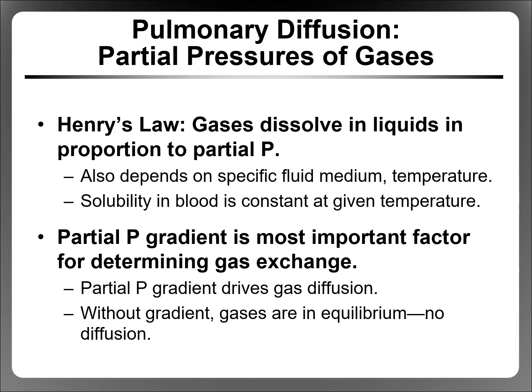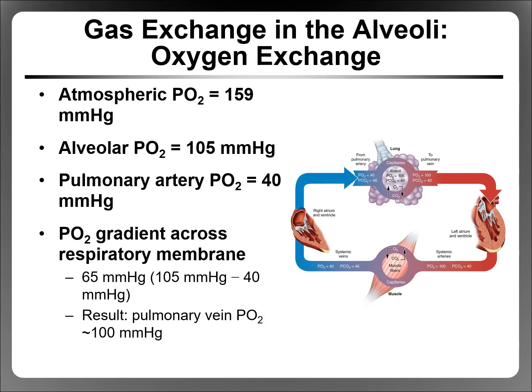So we know that oxygen has a higher pressure than CO2. It tends to push into the bloodstream. So, oxygen exchange. We did the math earlier. We know atmospheric partial pressure of oxygen is around 159 millimeters of mercury, and we know that the alveolar pressure of oxygen is around 105. We also know that the pulmonary artery pressure of oxygen is around 40. This means I have a pressure of oxygen gradient across the respiratory membrane, and it's somewhere around 65 millimeters of mercury. And then the pulmonary vein is going to be around 100. So these pressure differences in the different areas of the anatomy are going to be wanting to force air in.